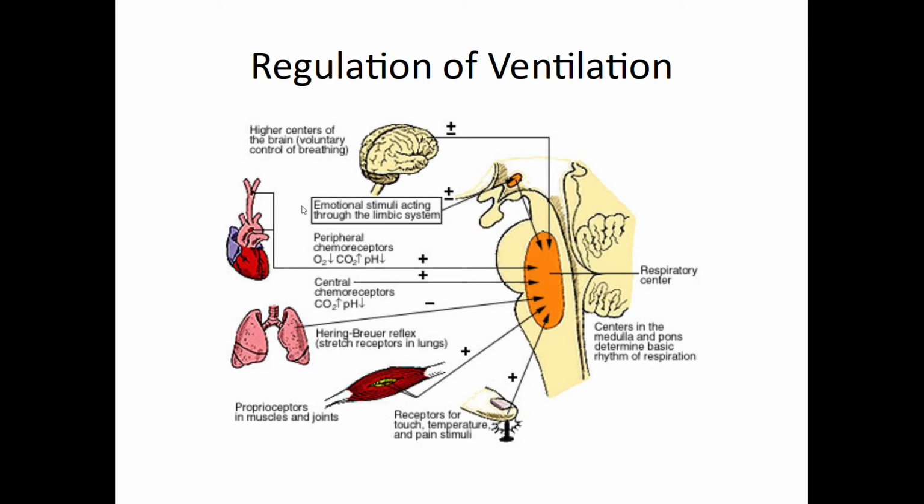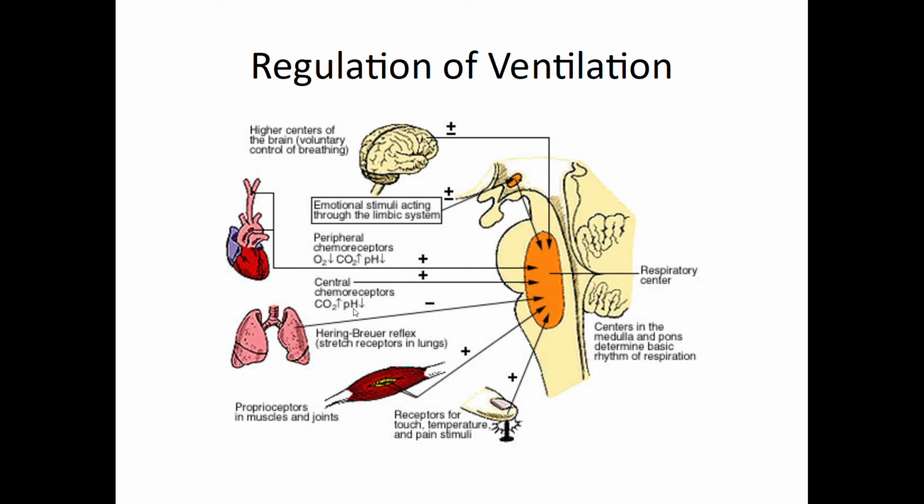So there's emotional stimuli. You already know that if you're stressed or anxious, your breathing is going to speed up. That's through the limbic system. Then we have these chemoreceptors. Now, we have central chemoreceptors and peripheral chemoreceptors. Central chemoreceptors are located in the brain itself, and they primarily respond to pH. Some of them also respond to carbon dioxide.